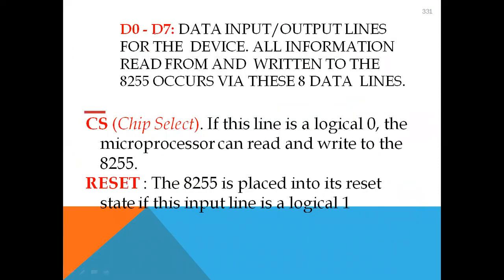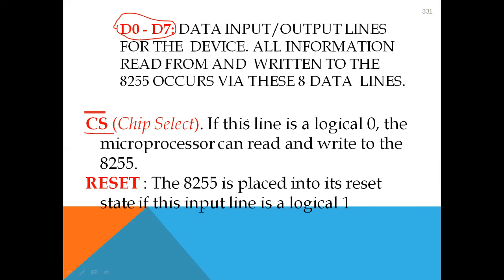D0 to D7 is called the data bus buffer. It is a bi-directional bus that communicates directly with the processor. This is the data input and output line for the device; all the information read from and written to the 8255 occurs via these 8 data lines only. It communicates directly with the processor to give the input and to collect the output with the help of this data bus buffer only.